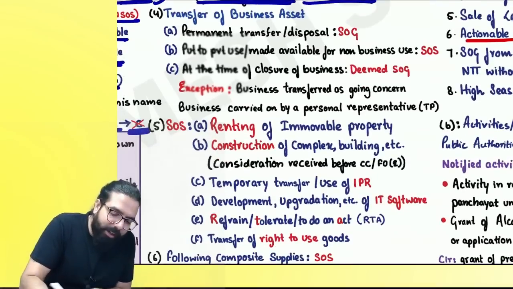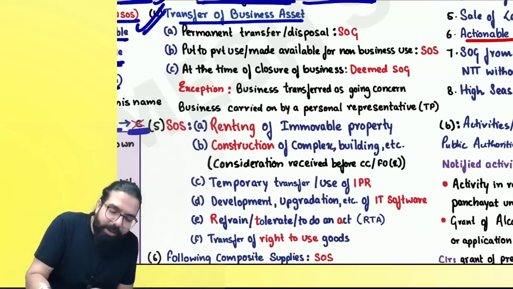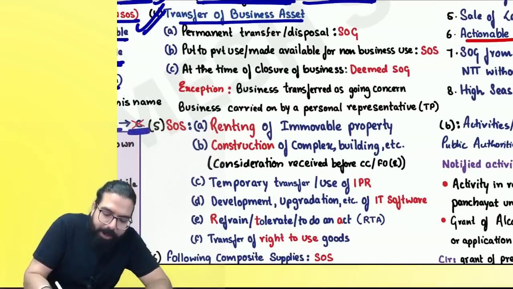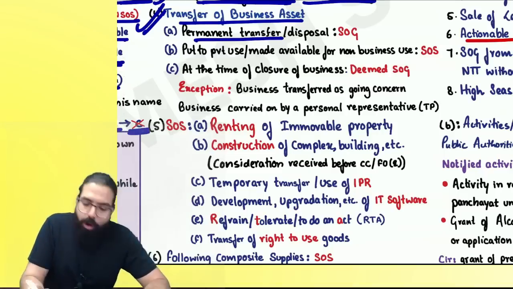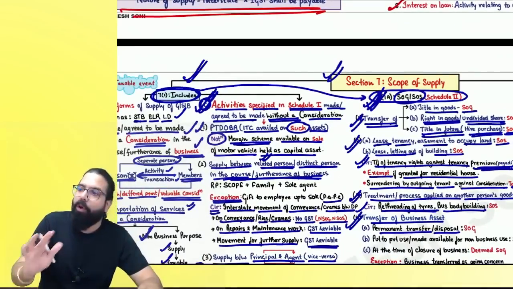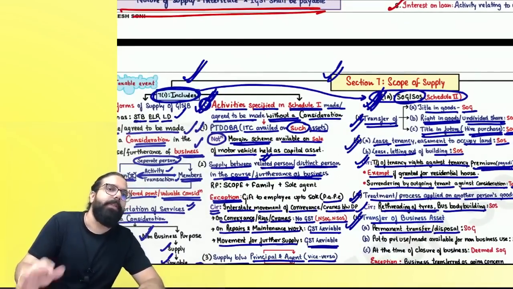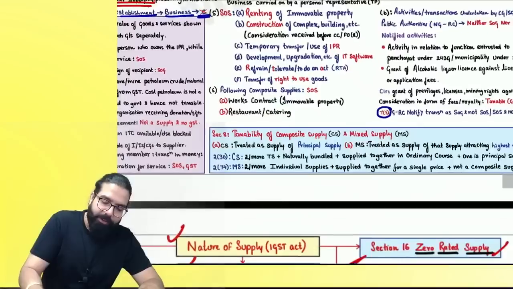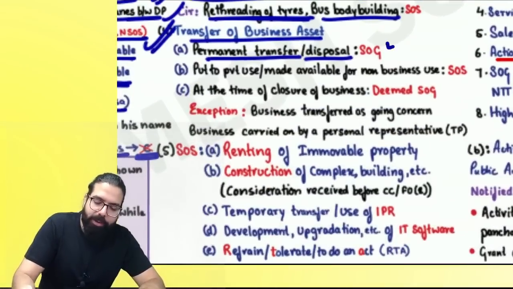The next one over here is transfer of business asset. Whenever you are transferring business asset, if it is permanent transfer or disposal, Baba, first of all, everything has to fall in supply. Only then you can tell whether it's a supply of goods or supply of service. Remember one thing, permanent transfer is always supply of goods.